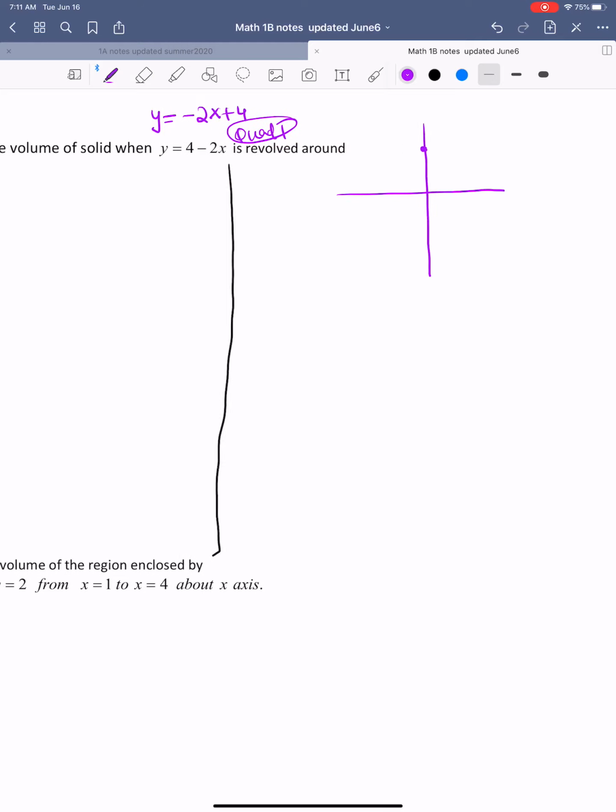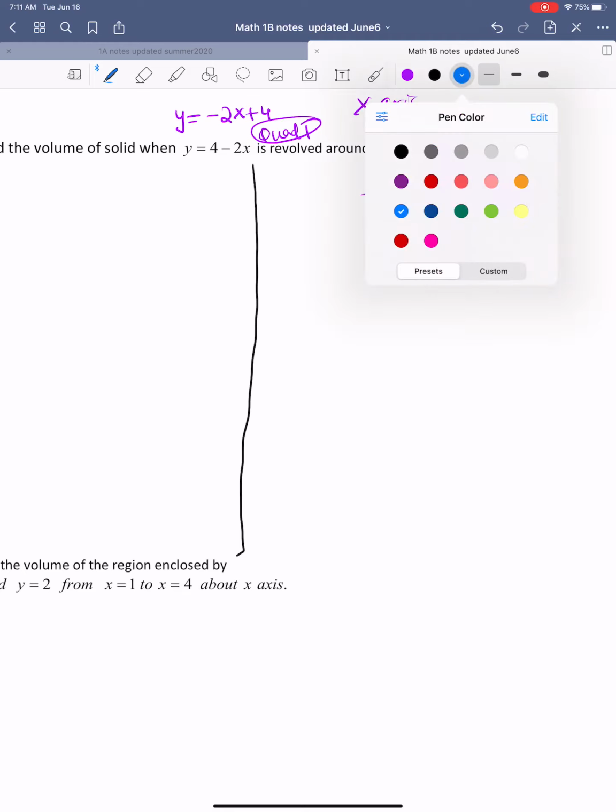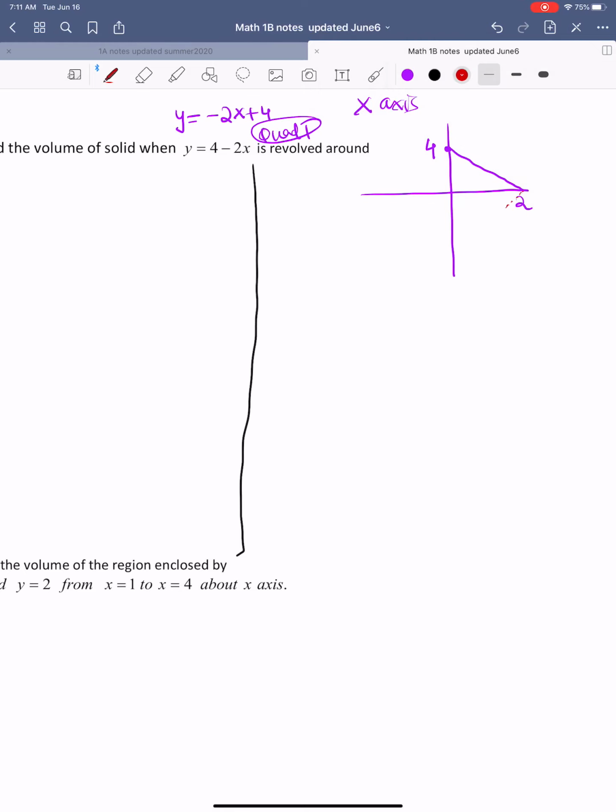All right, so that is going to be a line that looks like this. Where does it touch the y-axis? When x is 0, at 4. Where does it touch the x-axis? When y is 0, and that's going to be at 2. Okay, so first of all, we want to rotate it about the x-axis. Let's do that. So this is rotation about the x-axis. When I rotate this curve about the x-axis, I'm going to have a solid that looks like this. Actually, this would be a triangle. Now, if we rotate it, it would be like a cone.